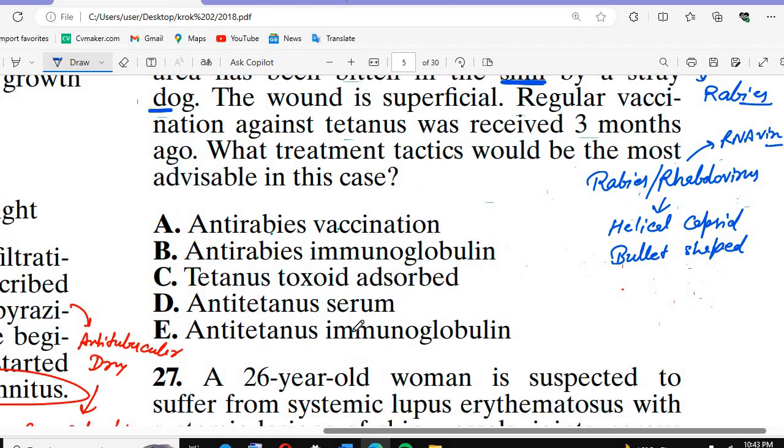So in this condition, the regular vaccine against tetanus was received 3 months ago, so the vaccine has already been done. In that case, we will give the anti-rabies vaccination only. In the options, they can give anti-rabies vaccine, anti-rabies immunoglobulins, for example these both options, and a third option, anti-rabies vaccine plus immunoglobulin. So these options can be there as well.